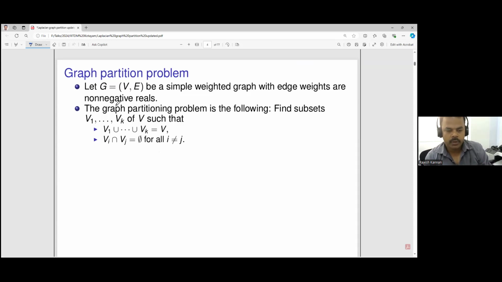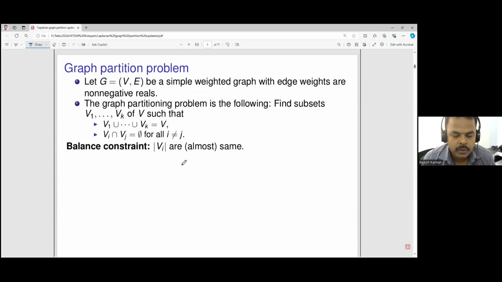Okay, so if the number of vertices, let's say n, is a multiple of k, then every set Vi should contain n by k elements. That's the only constraint we are imposing. It's called the balance constraint. So the cardinalities of the Vi's are almost the same.